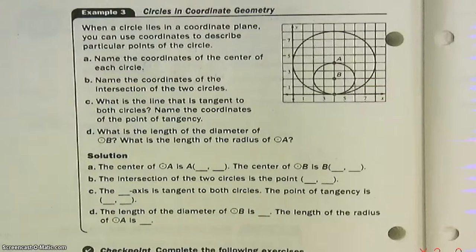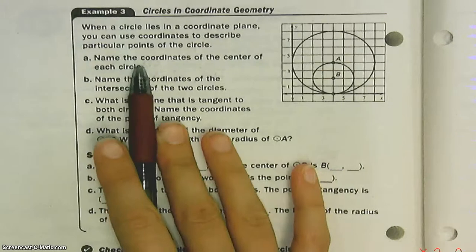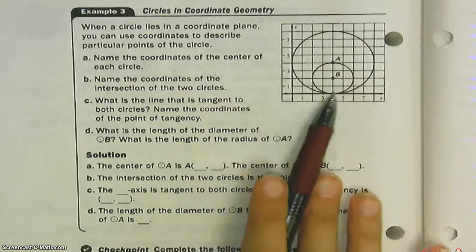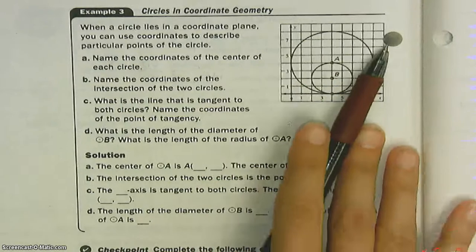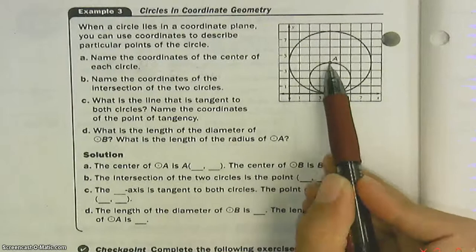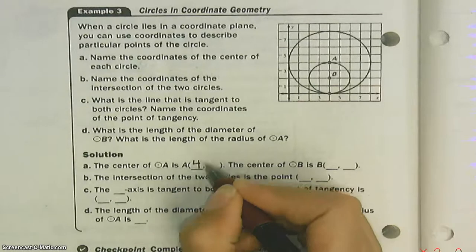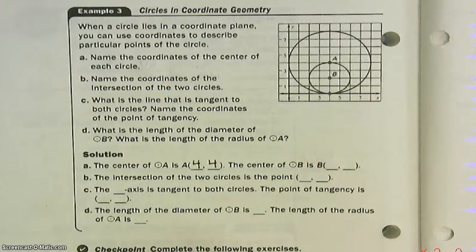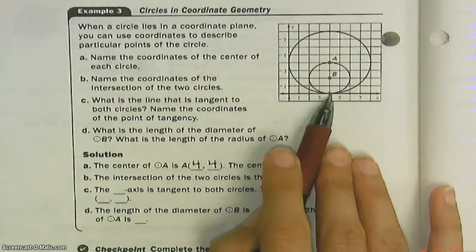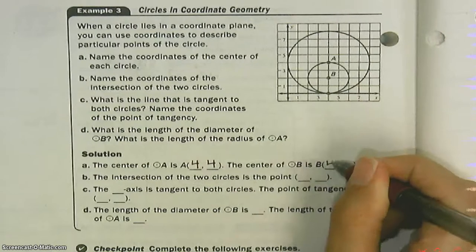All right, now we're just going to use some numbers to describe this. When a circle lies in a coordinate plane, you can use coordinates to describe particular points. Name the coordinates of the center of each circle. Well, we've got the big circle. Where's the center of the big circle? That's at A. And A is at 4, 4. The center of the small circle is B, and B is at 4, 2.